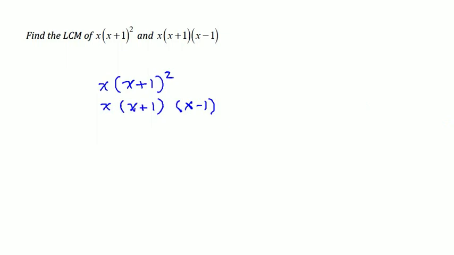Now at this stage, I'm going to start by looking at the two x's, and I want to take the largest power of each factor. That's what my LCM is determined by. Since both of these are just x to the power 1, I'm going to have just x to the power 1 in my LCM.